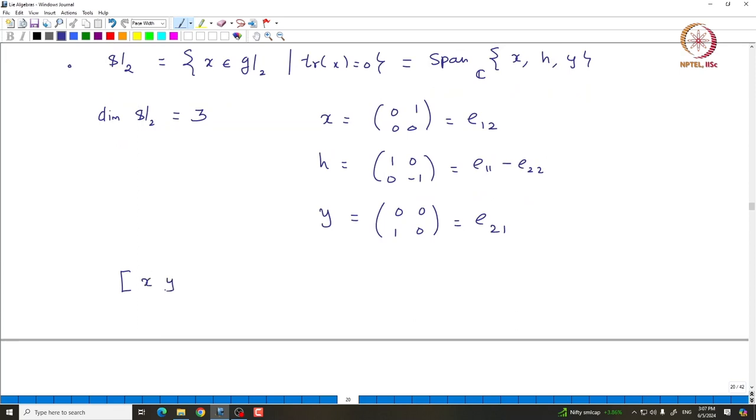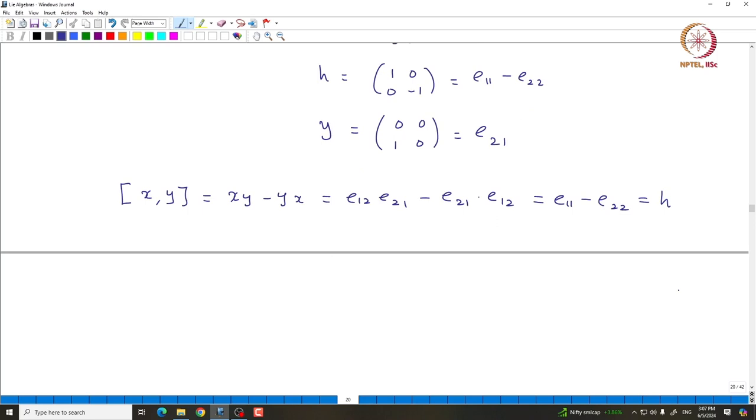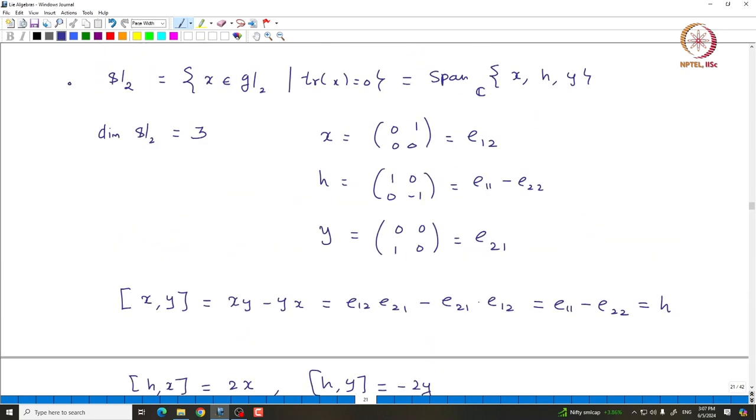Then the bracket xy, so this is going to be xy minus yx, which is E12 times E21 minus E21 times E12, which is going to be E11 minus E22, so this is nothing but h. Similarly, if you compute the bracket of hx, then you get 2x, and hy is going to give you minus 2y. I will leave it to you to check. So, this is actually the most important bracket table for SL2.